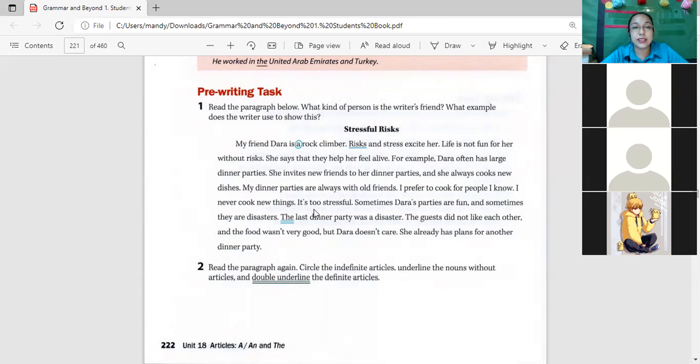Okay. So let's see, now we read the paragraph and in that case, we circle the indefinite articles, yes? Okay, what are the indefinite articles? We have only two, what are these ones?